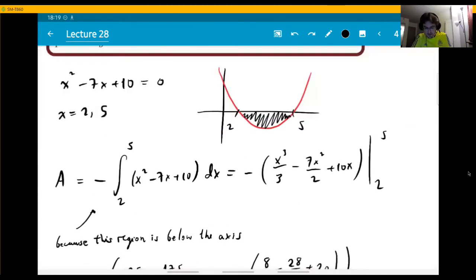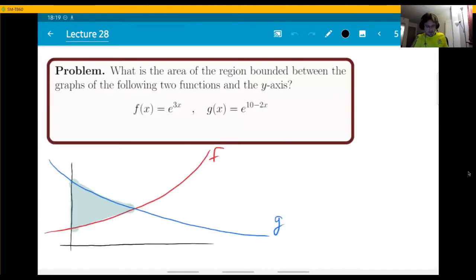So I'm going to have a similar problem now. What is the area of the region bounded between the graphs of the following functions and the y-axis? I'm giving you two functions, f and g. F is an exponential with a positive exponent.